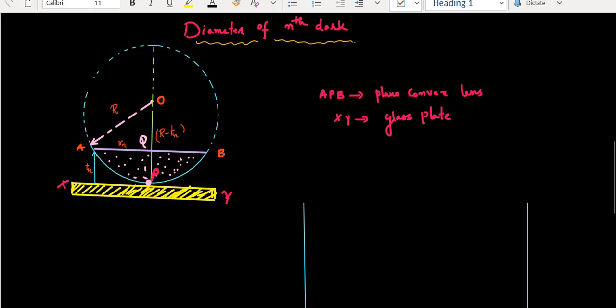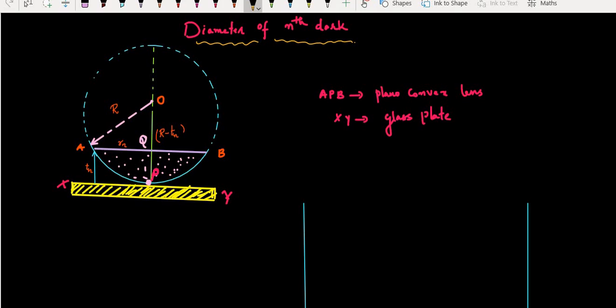Okay, in the previous video, we discussed the formation of the dark and bright rings. So here we are going to derive the general equation for the diameter of the dark rings. For that, we have this figure. I hope you remember this.